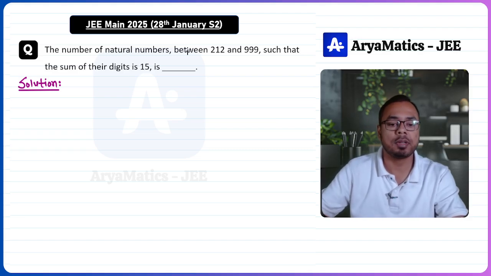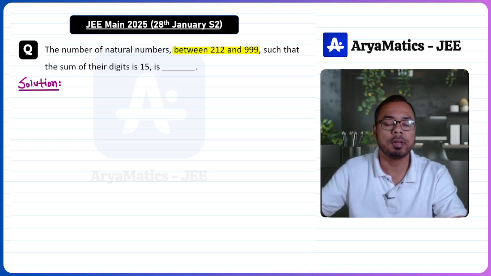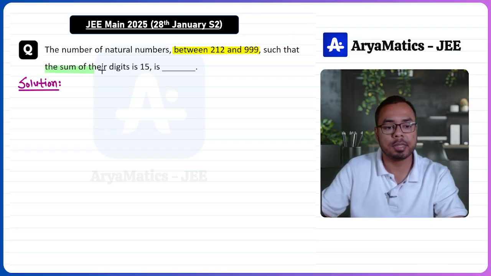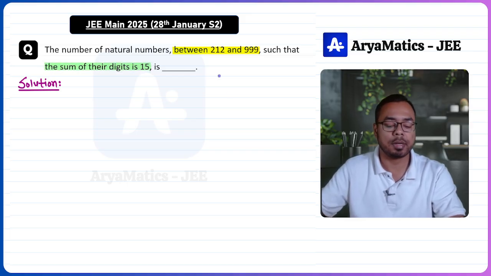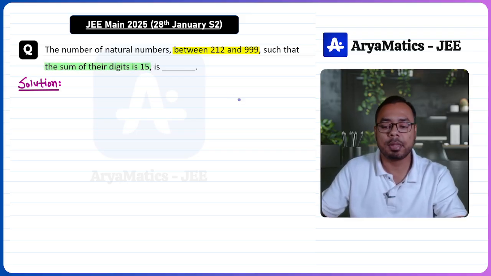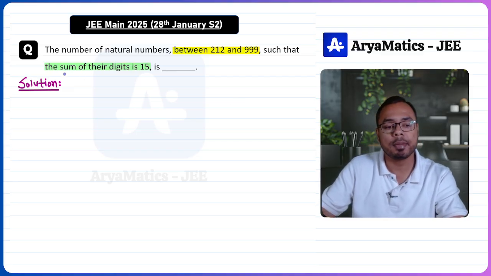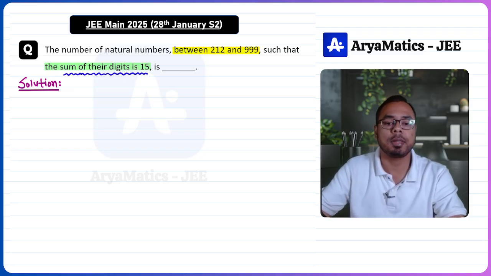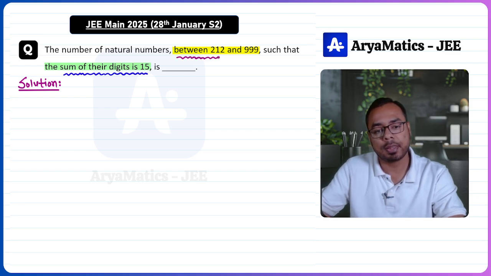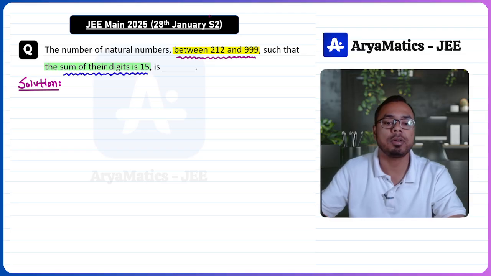Find the number of natural numbers between 212 and 999 such that the sum of their digits is 15. Now, this is a very interesting problem from permutation and combination. The general method of solving this problem is to take different cases and then see how many numbers are there in that interval for which the sum of the digits will be 15. But here there is another interesting method of solving this problem using the coefficient method and distribution of identical objects.